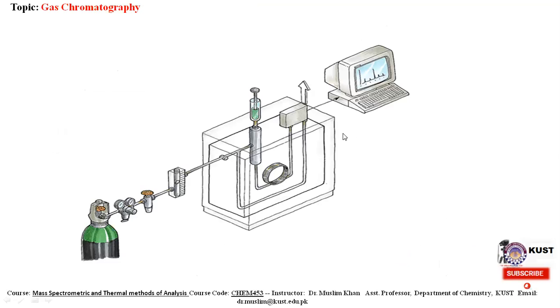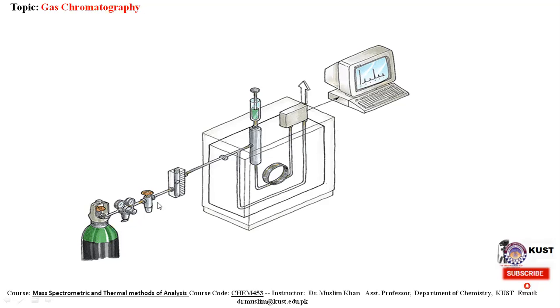This is what the inside of the GC chromatographic system looks like. This is the cylinder. This cylinder is filled with your mobile phase gas, either argon or helium. This is the regulator of this mobile phase. You can control the flow of this mobile phase.